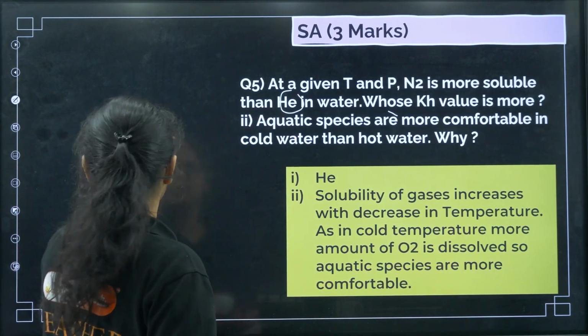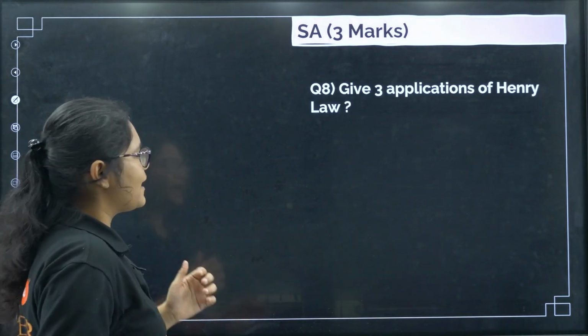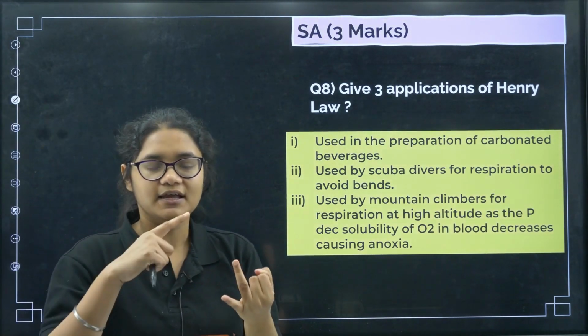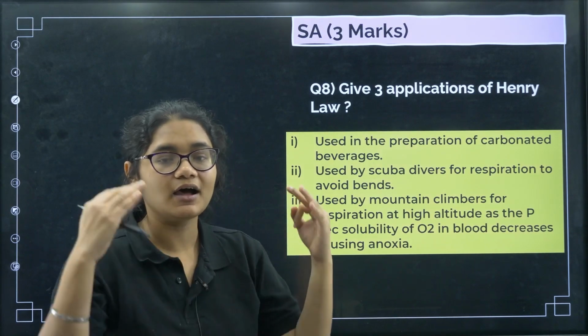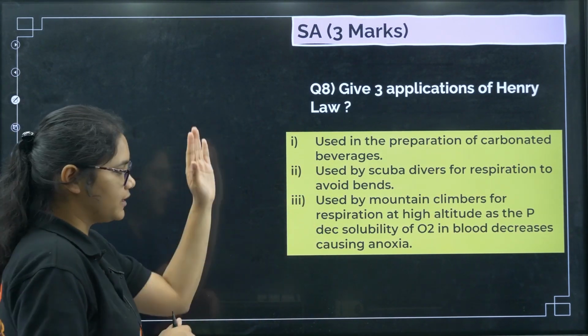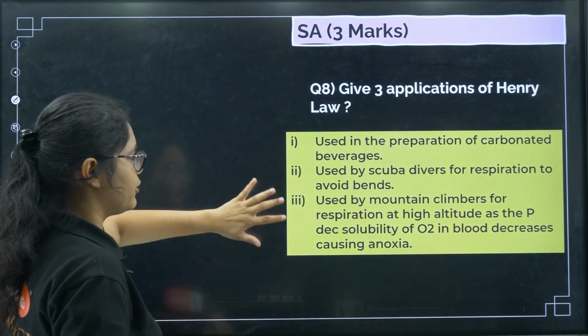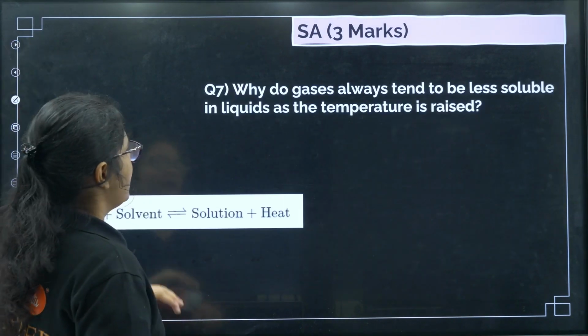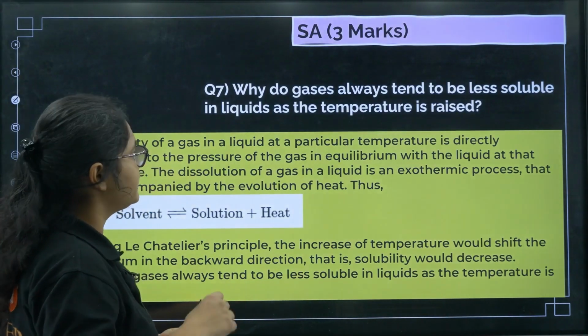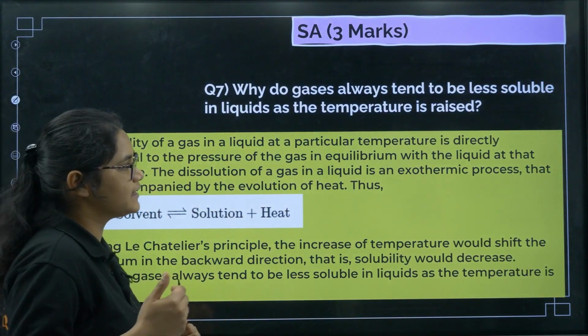Okay, this was a reasoning question. It can be asked. Three applications of Henry's law you can mention: carbonated beverages, scuba divers, and higher altitude, the medical condition, that is anemia. You have to explain it in these points, in small points you can write down. Okay, next. Why do gases always tend to be less soluble in liquids as the temperature is raised?